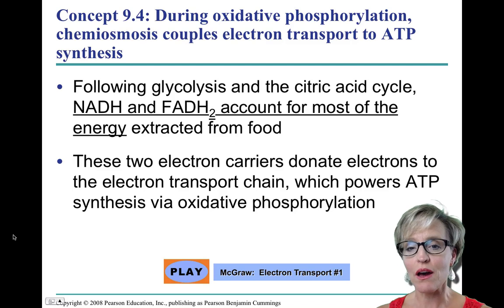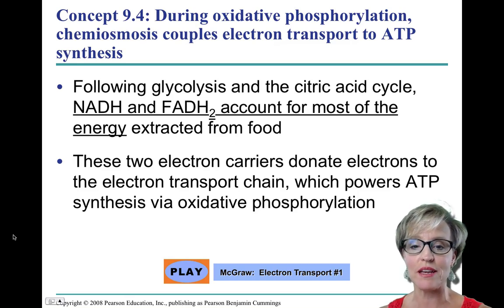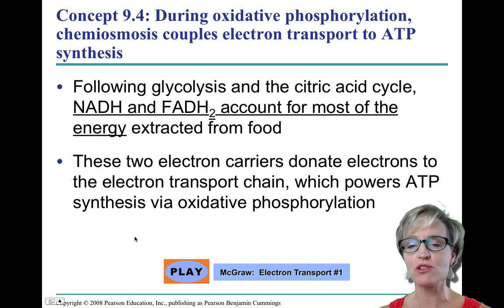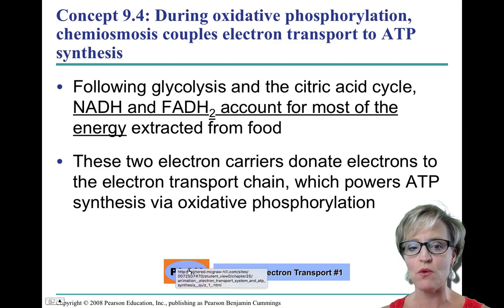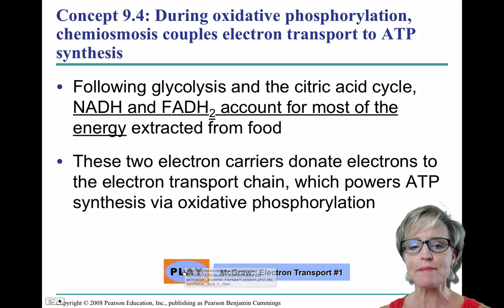Now, following glycolysis and citric acid cycles, we have ferried our NADHs and our FADH2s, our electron carriers, off to oxidative phosphorylation. Now, before we even begin, I think I'll show you this electron transport video. I have another one I may show at the end because this is by far the most complex part of the cycles.